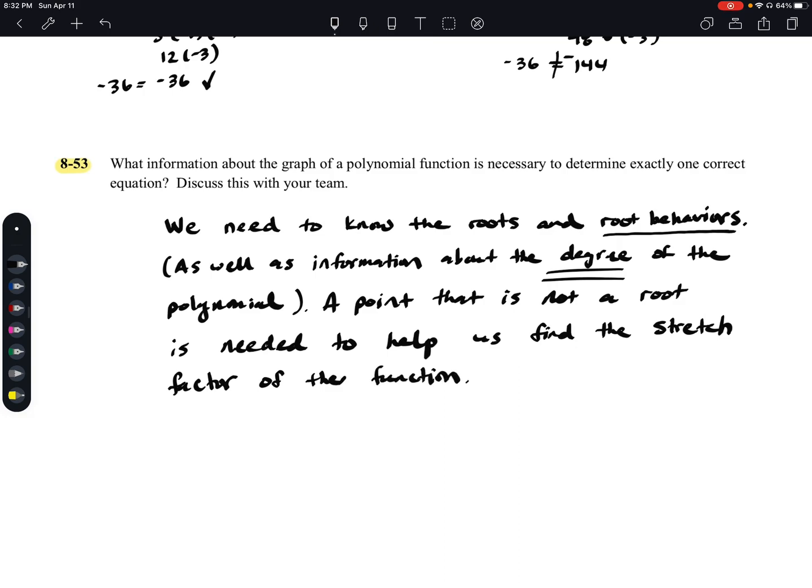Okay, so your answer doesn't have to match mine exactly, but we're just trying to put it all together in our minds and make sure that we're starting to understand the differences between the equations. Okay, so we're going to continue to work on this.